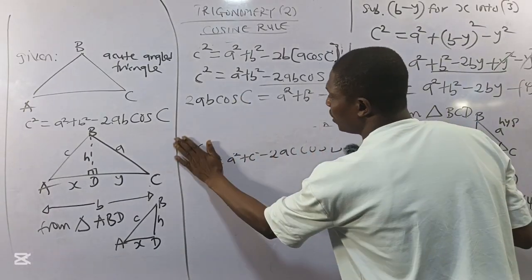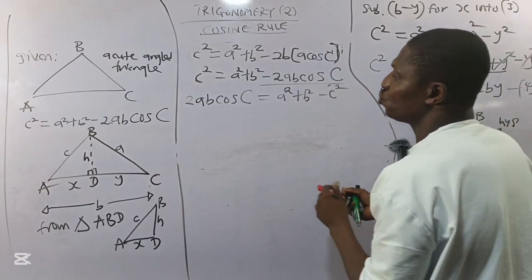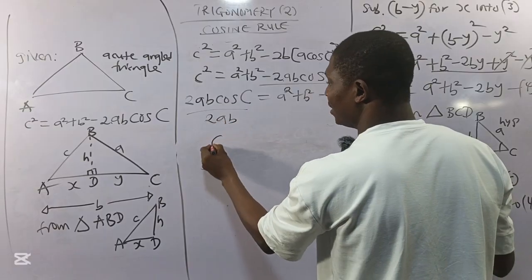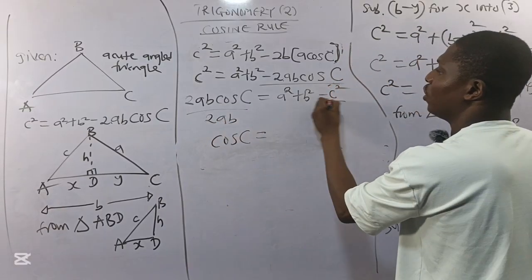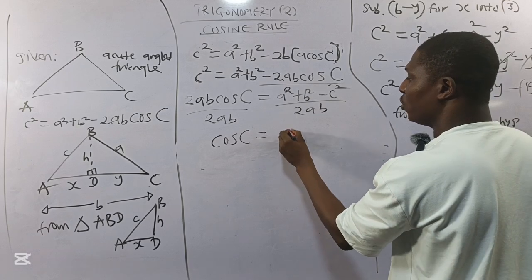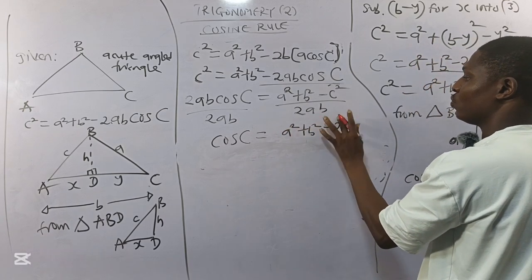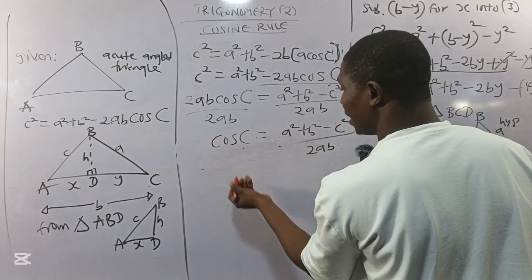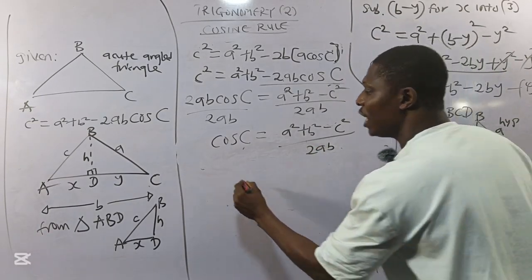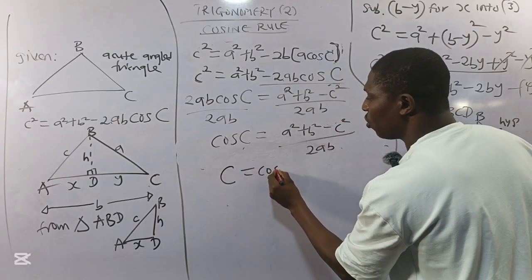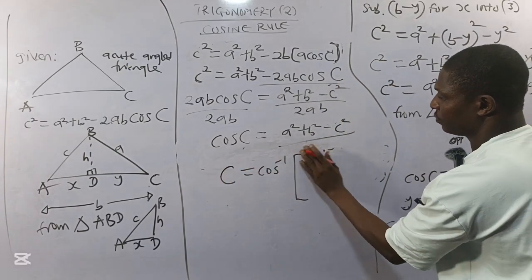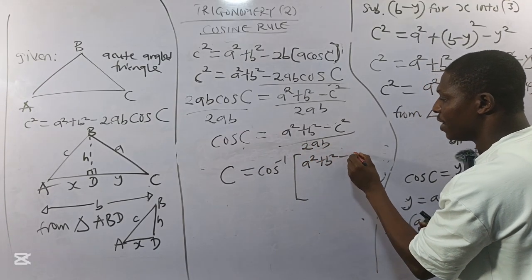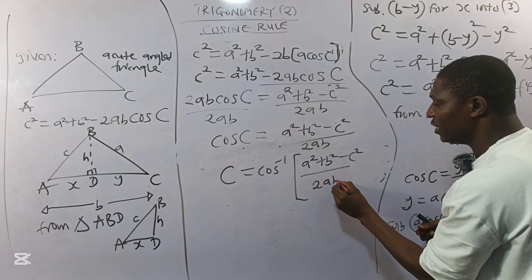I can simply divide through by 2AB, because I'm looking for cos capital letter C. So cos C over 2AB, I mean cos C equals A square plus B square minus C square all over 2AB. And if I want C to stand alone, which is not common in some textbooks, capital letter C equals cos inverse in brackets A square plus B square minus C square all over 2AB.